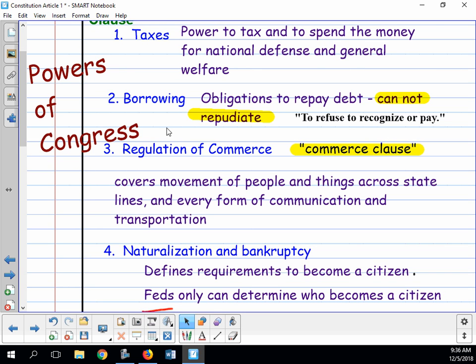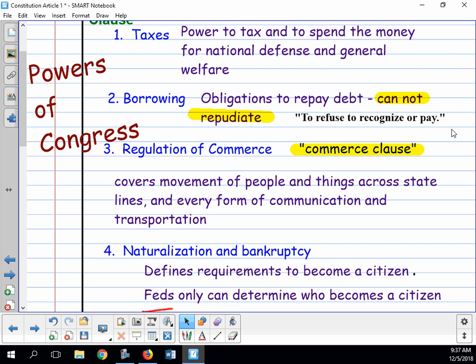Okay, borrowing. There is an obligation to repay, but our country can borrow, and we do. I'm not going to put this up, but we are in debt trillions of dollars. And the thing is, it's stating that there is an absolute obligation to repay the debt. There is no choice. You cannot repudiate, in other words, refuse to recognize or pay any bills. It's absolutely essential. This is just something that the Articles of Confederation did not have, and one of the reasons why they failed so miserably.